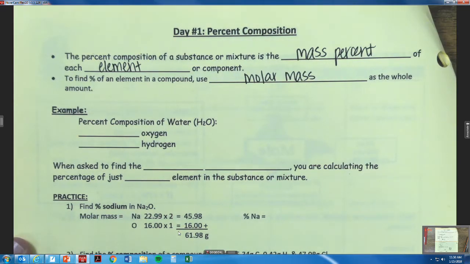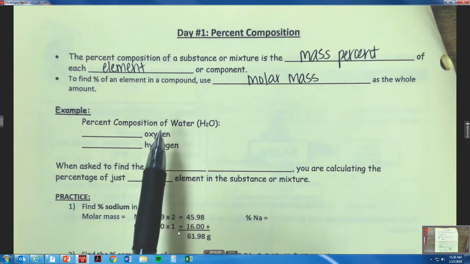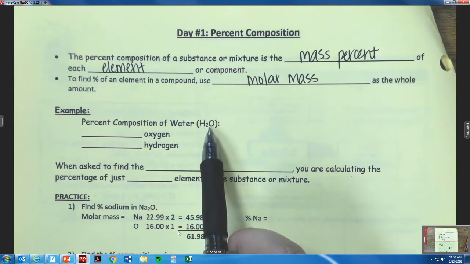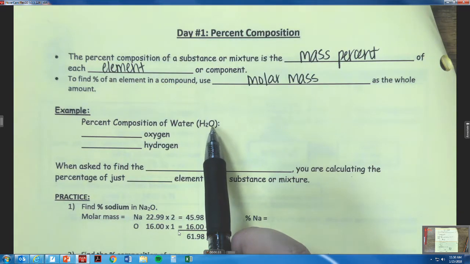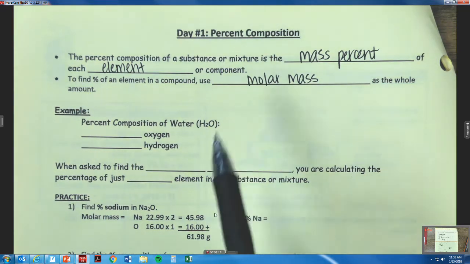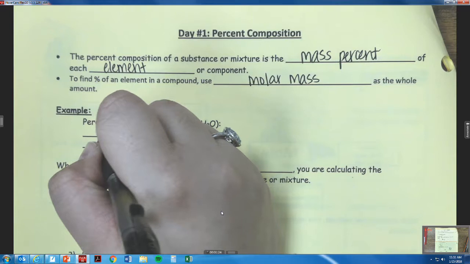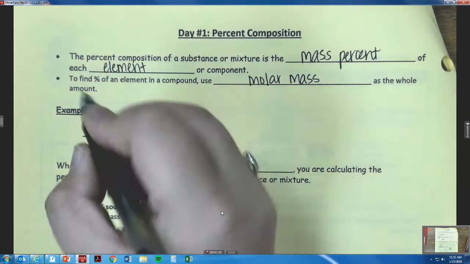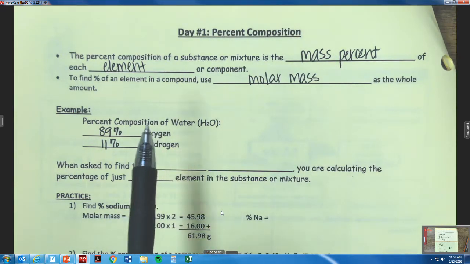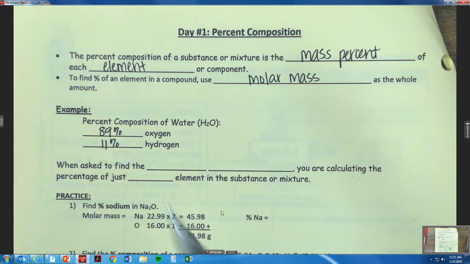as the whole amount. So in other words, if we're trying to figure out the percent composition of water, well, we know that water is H2O. And we also know from the periodic table that oxygen weighs about 15.99 grams and hydrogen only weighs 1.008 grams. Knowing those values, we can come up with the percentage of 89% for oxygen and 11% for hydrogen. So oxygen makes up 89% of water and hydrogen only makes up 11% of water.